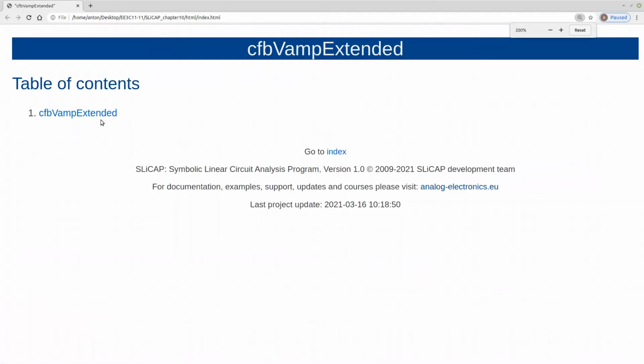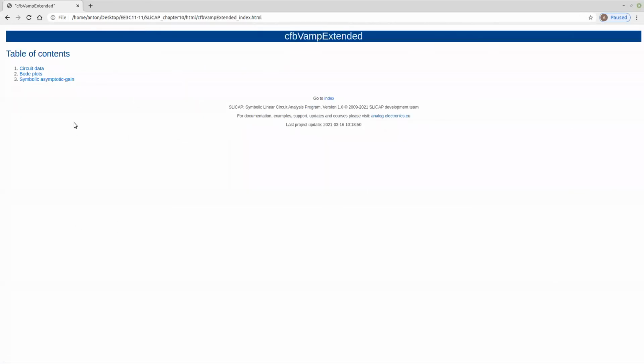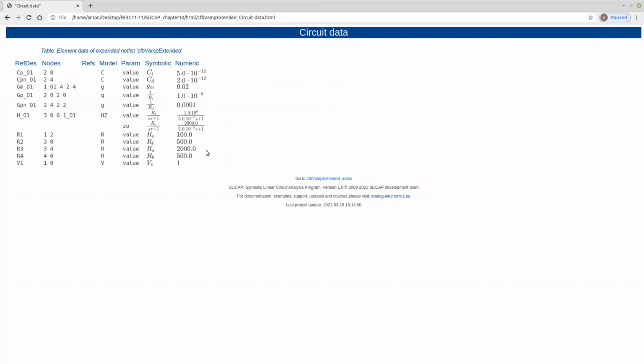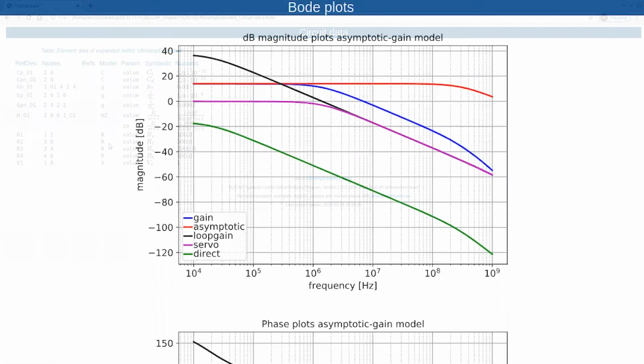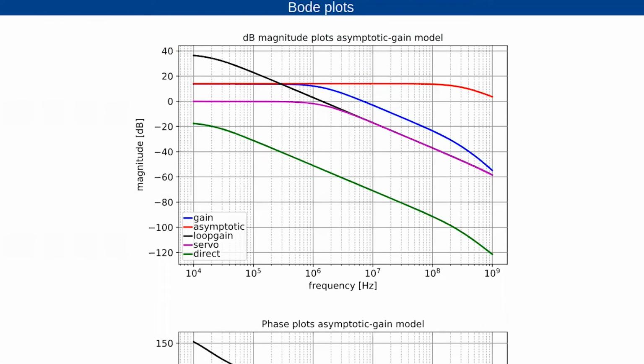now the circuit data is clear. It's just the netlist and all the stuff expanded. So all the model of the operational amplifier expanded to all single components. Then here you have the Bode plots. Let's look at it. So the gain is blue, the asymptotic gain is red, the loop gain is black, the servo function is purple, and the direct transfer is green.